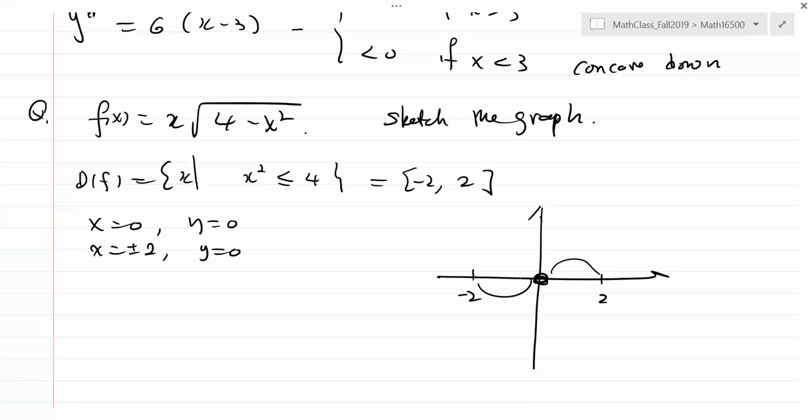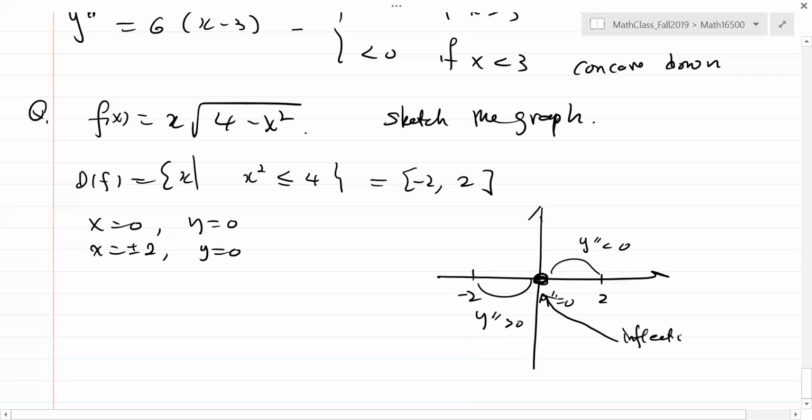From this picture, I can tell that one side is concave down, the other side concave up. I just don't know where the maximum point is, where the minimum point is. So I'm pretty sure on this side the second derivative is negative, on this side the second derivative is positive. And here, the second derivative is 0. This should be the inflection point where the concavity changes.